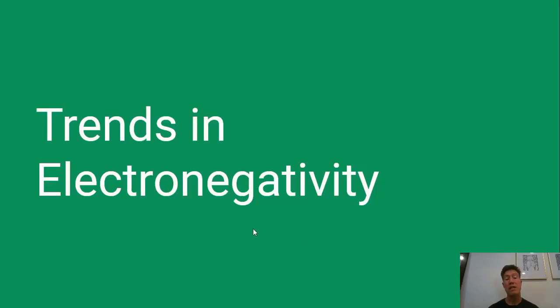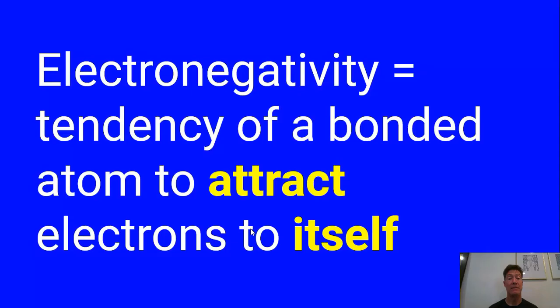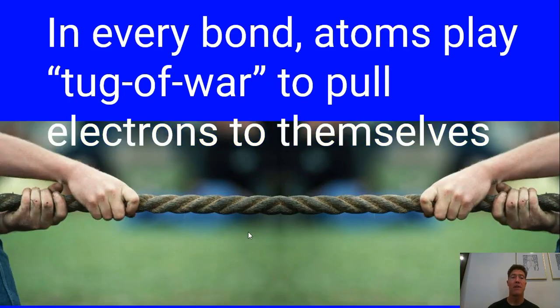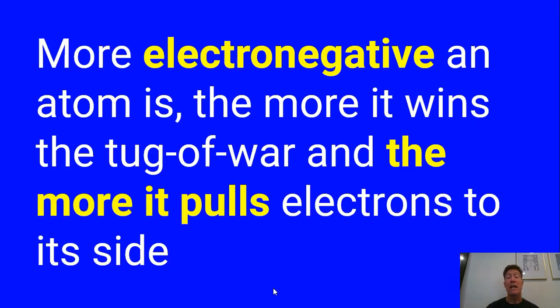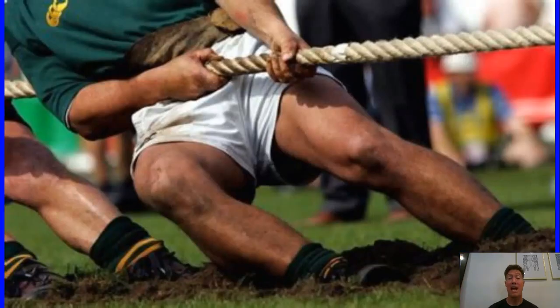Let's look at the last trend, which is trends in electronegativity. We define electronegativity, as I said, as the tendency of a bonded atom to pull or attract electrons to itself. Think of it this way. In every bond, atoms play a tug-of-war, trying to pull the electrons to themselves. And the most electronegative atom wins. The more electronegative it is, the more it pulls the electrons to its side.